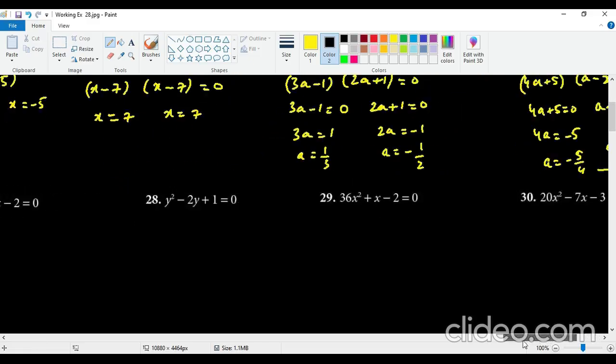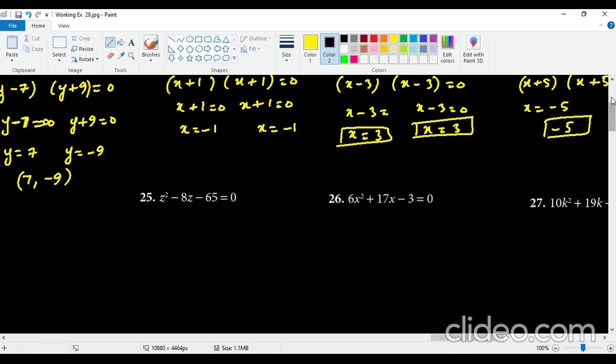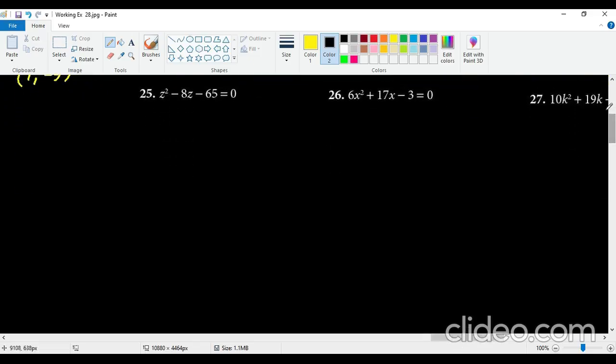Moving on to question number 25. In here I have 65, and 65 should be factored in such a way to give us minus 8. So for 65 we have 13 and 5. 13 times 5 is a 65, and 13 minus 5 is going to give us a negative 8. So both should be negative. So I will write z square minus 13z, and minus 5. Actually, it is plus 5z minus 65. So it should be written in this way.